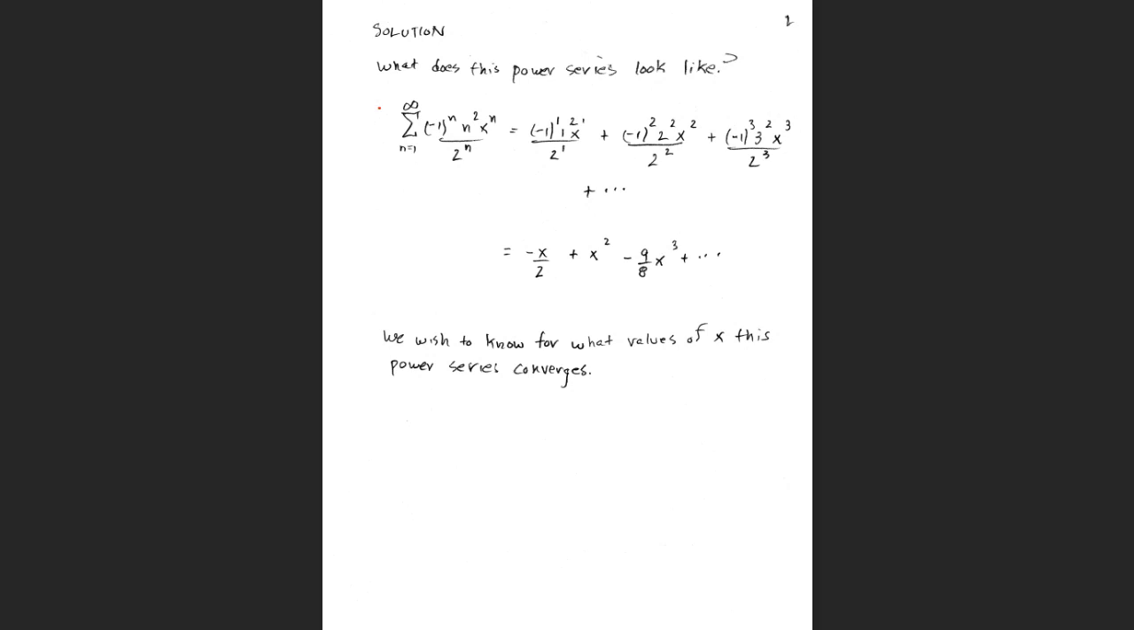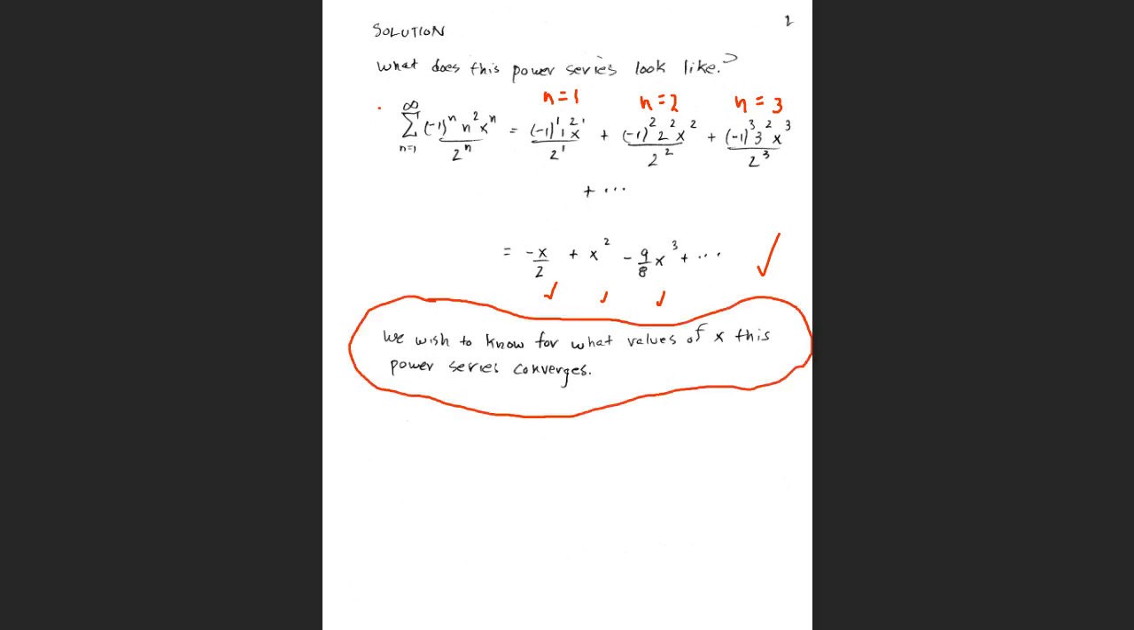When n equals 1, this is the term. When n equals 2, you get another term of the series. When n equals 3, you get another term of the series. These are just the first 3 terms of the power series, but we could keep going. But what we want to know is for what values of x this power series converges. So let me give you a moment to copy that down.